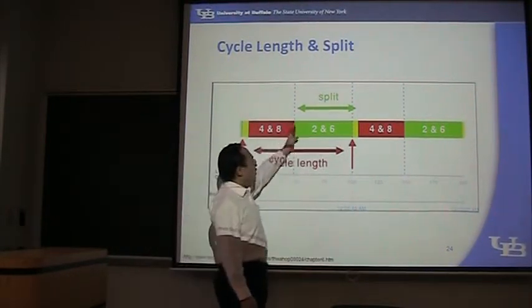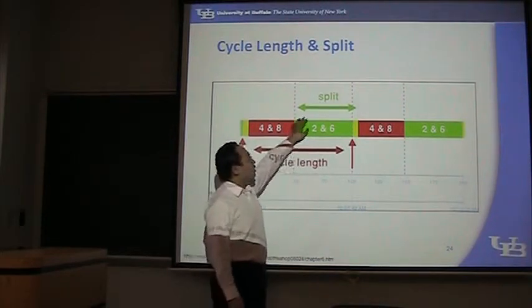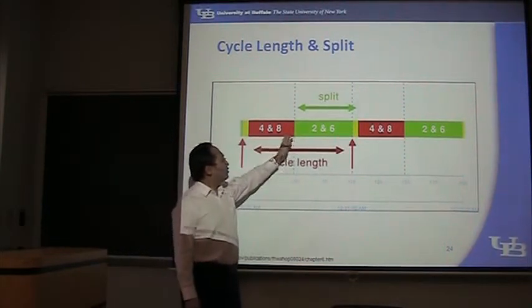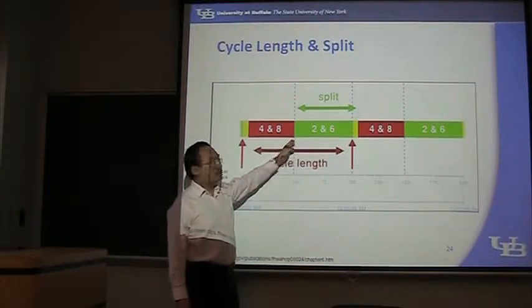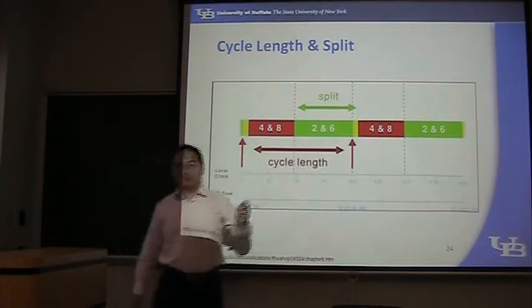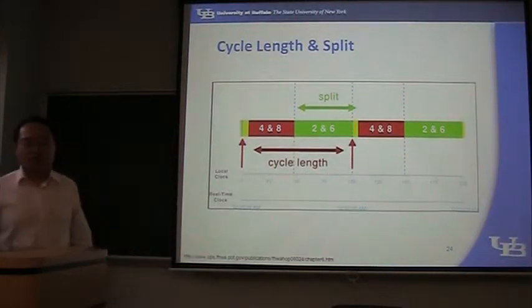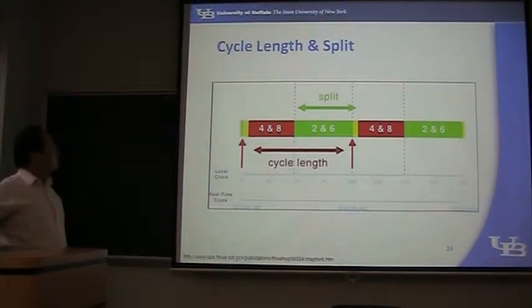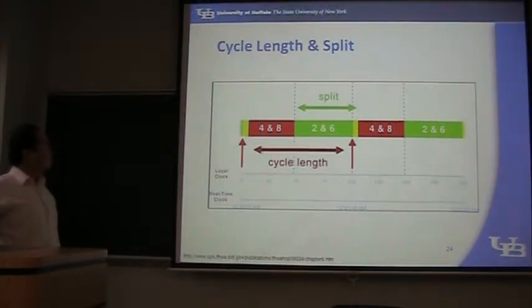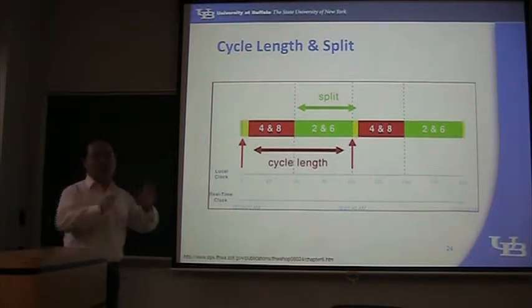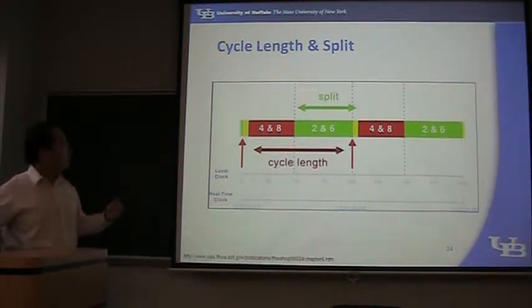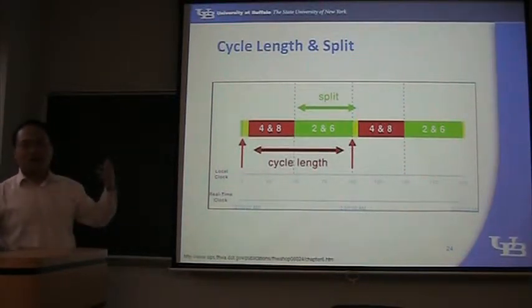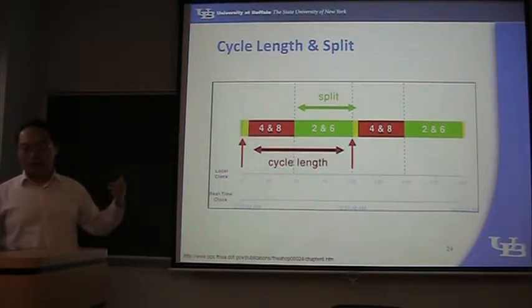And the length of each phase will be called a split. It's counted from the beginning of green to the end of yellow. That will be a split. So a cycle length is the length of the repetition, and the split is from each phase start to its end.